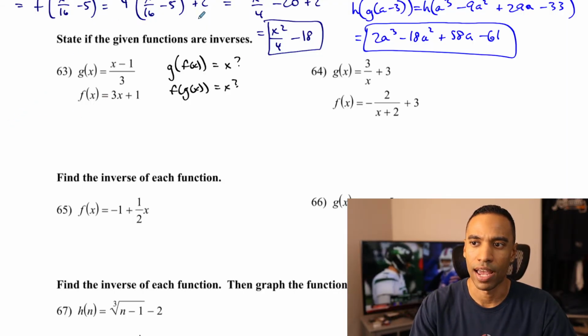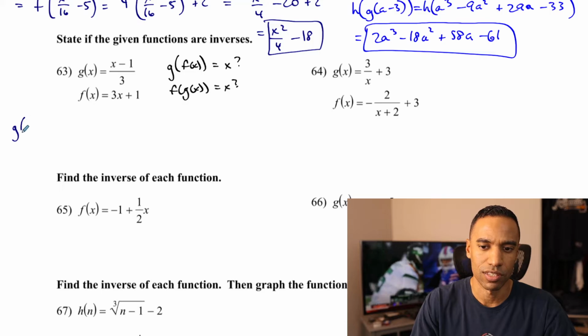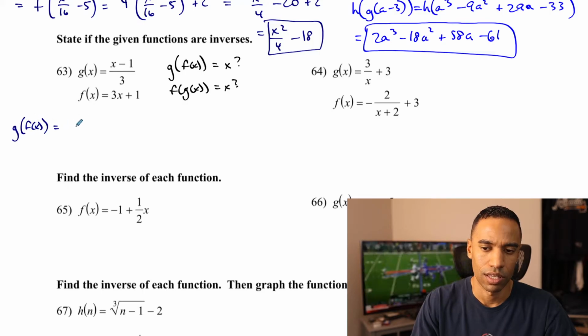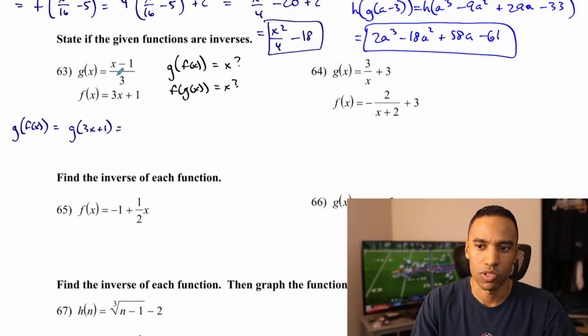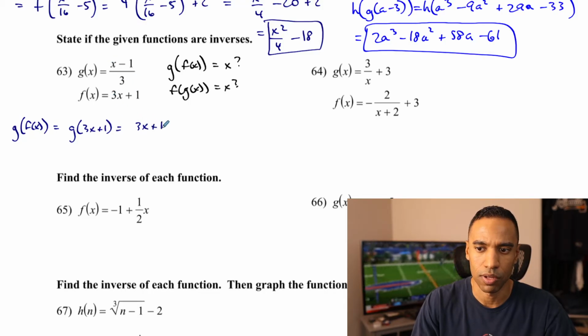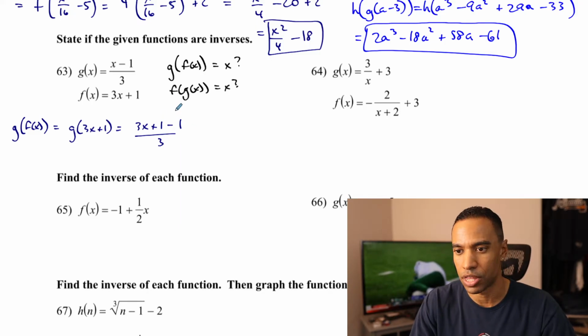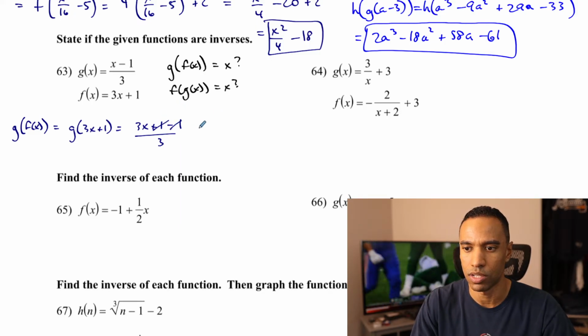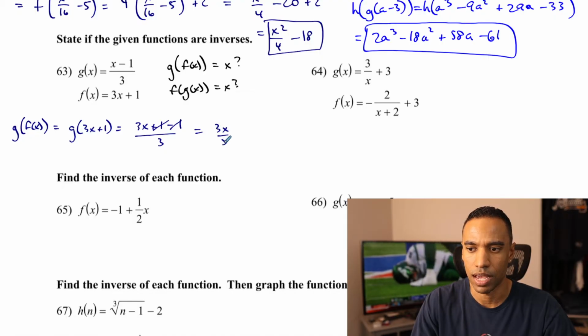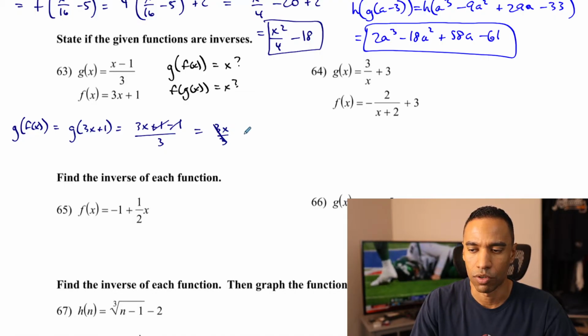So let's try g of f of x. That's going to be g of 3x plus 1. 3x plus 1 will substitute for x right there. 3x plus 1 minus 1 over 3. No, you can't cancel everything outright right now, you do 1 minus 1 is 0. Now you get 3x over 3. 3 over 3 is 1. You get x. Okay, that's good.